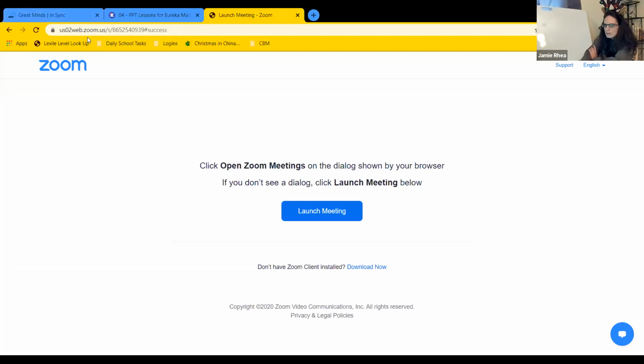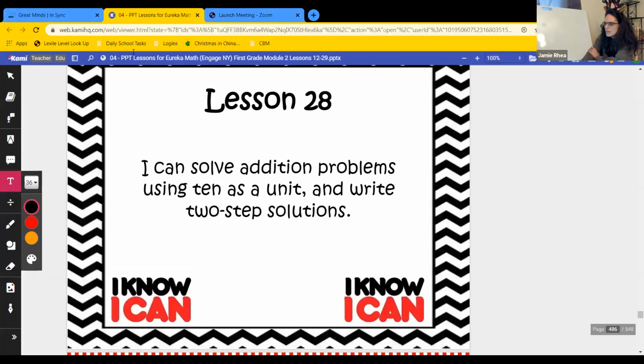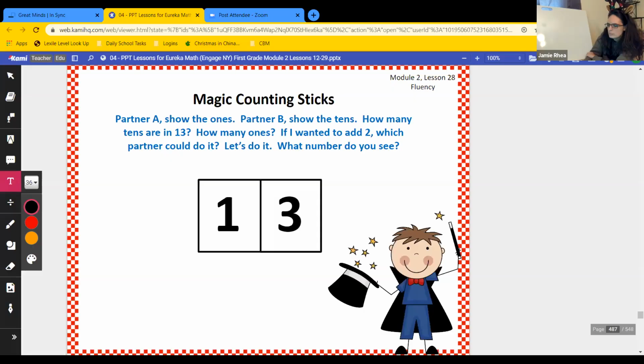Today we are on lesson 28. All right, lesson 28 says I can solve addition problems using 10 as a unit and write two-step solutions. Okay, that means we're going to have two different steps that we have to work on. So let's look at what we have to do, okay? Before we do that, let us pause and get ready for our brain warm-up.